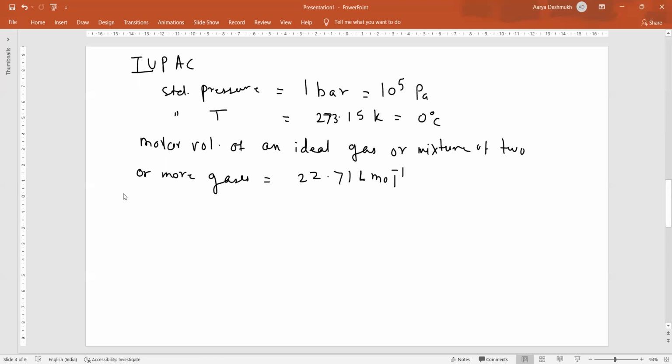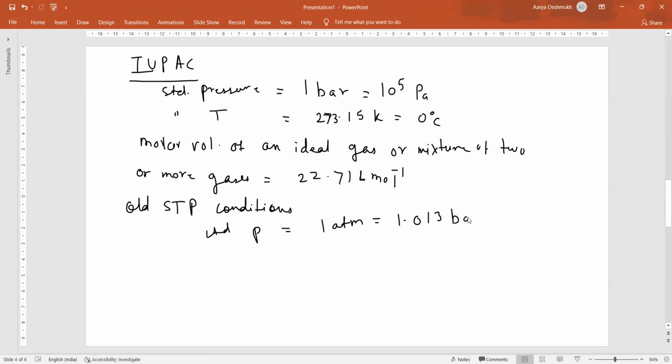Now, these are the values according to IUPAC, and old STP conditions were like this. Remember these old STP conditions. We used to use these values only. But old STP conditions were like this: standard pressure was 1 atmosphere, which is nothing but 1.013 bar.